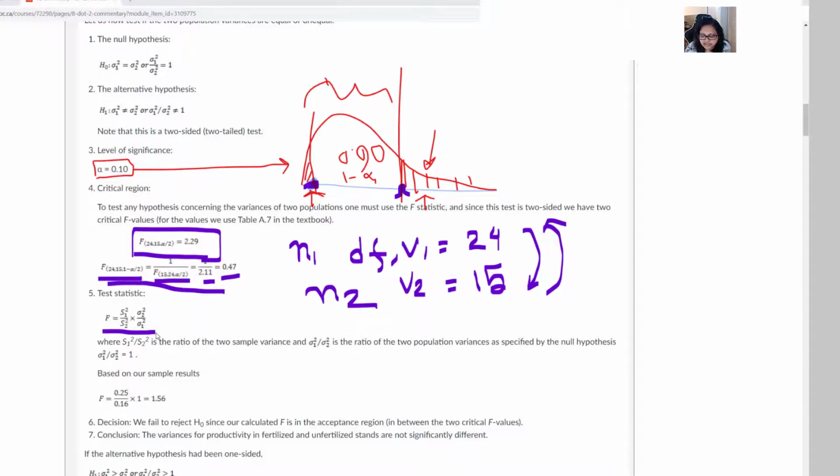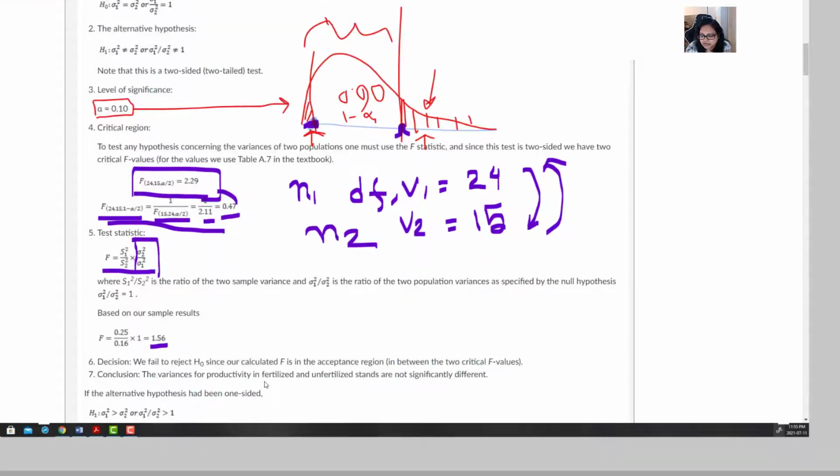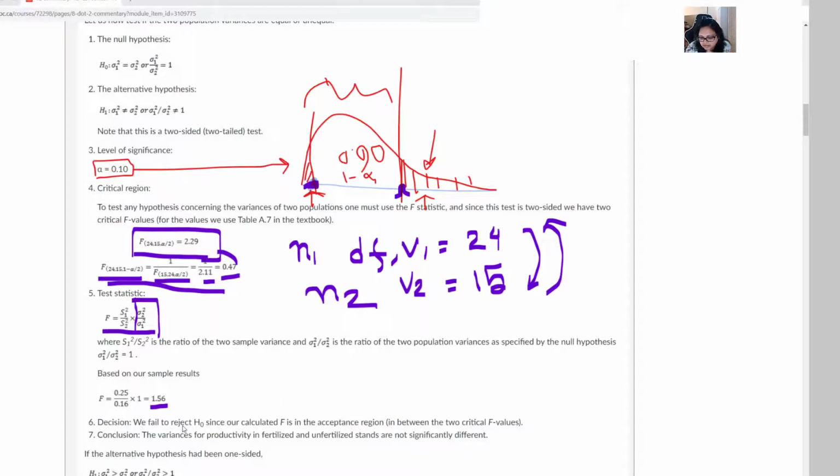Then you have to find the test statistic value. The test statistic value is really simple. You only have to take the ratio. Since this part comes from the null hypothesis, it is 1, and then we basically need to find the ratio of the variances, and we find that it is 1.56. So 1.56 is in between these two values. That's why we fail to reject. That means we cannot reject the null hypothesis. That means they are similar, not significantly different. That's what we found.